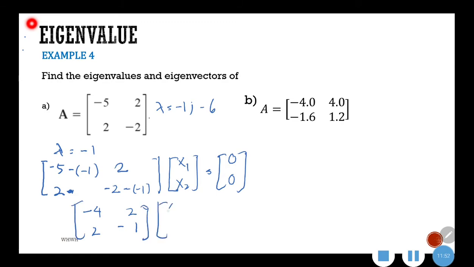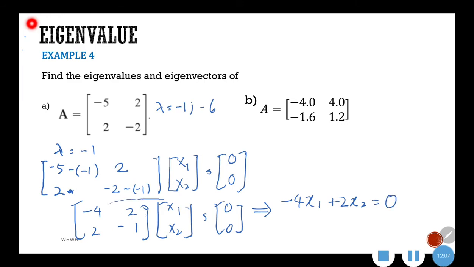Okay, x1, x2, 0, 0. So what we give is, it will give you -4x1 plus 2x2 equals to 0 for the first equation. Nah, mana dapat ni? Ni -4 darab dengan x1 tambah dengan 2 darab x2.